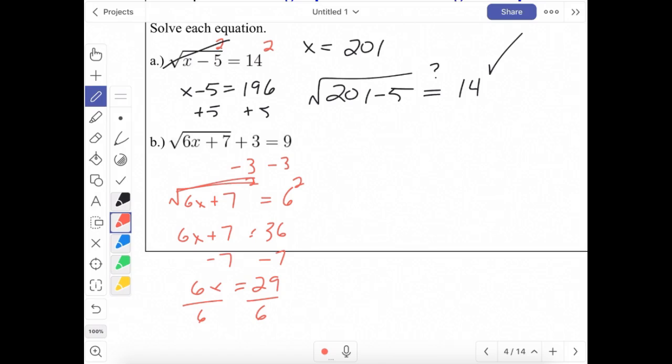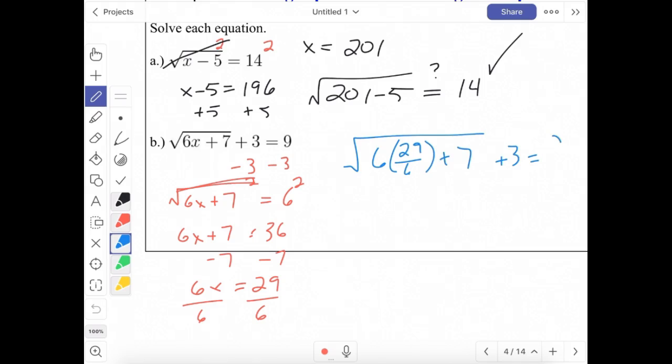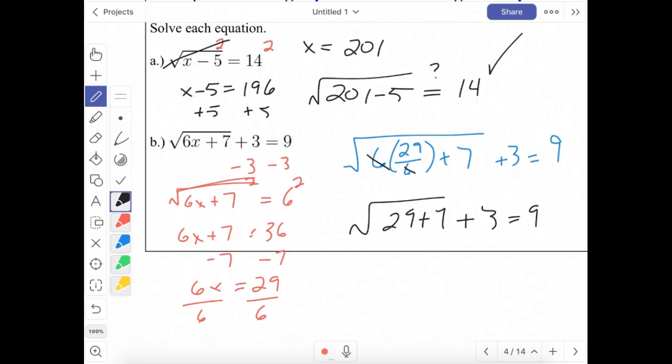Let's check it though, just in case. Square root of 6 times 29/6 plus 7 plus 3 outside is equal to 9. So our 6's will cancel out, so we get 29. This should actually work out. So 29 plus 7 gives us 36. Square root of 36 is 6 plus 3 equals 9. That is true. That works out for us.